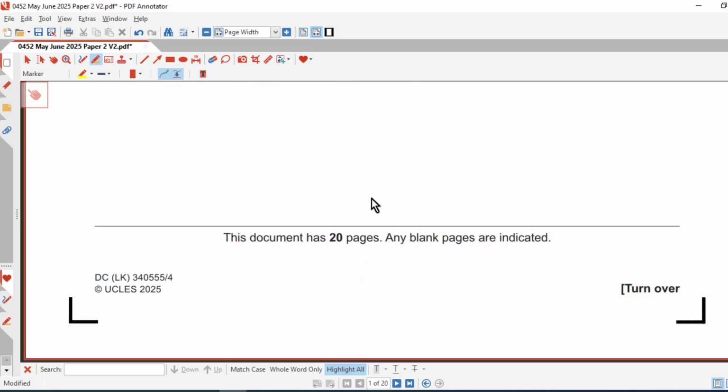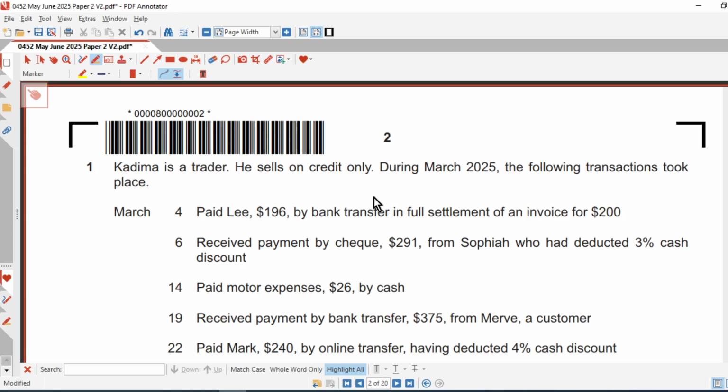So what we're going to do today is go through the entire May-June 25 Paper 2 Variant 2. I'm going to be guiding you on how we're going to answer this paper, as well as how we're going to identify answers, right? So I'm going to start you off easy. We're going to look at question 1.